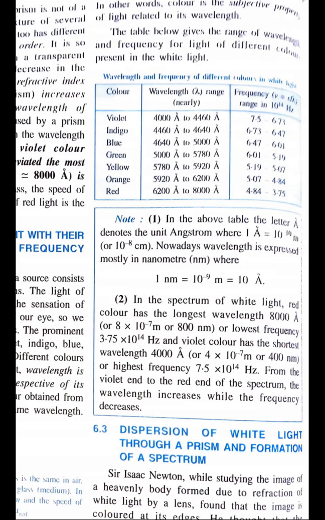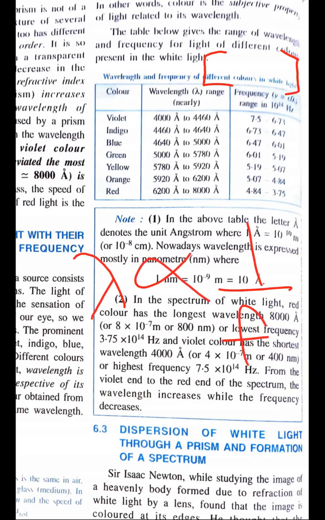In the spectrum of white light, red color has the longest wavelength, 8000 Armstrong or 800 nanometers, and the lowest frequency. See, wavelength and frequency are inversely proportional. That also please write it down here only. यहाँ पर लिख दो ऐसे ब्रैकेट डाल के, wavelength is inversely proportional to frequency. More the wavelength, less will be the frequency.